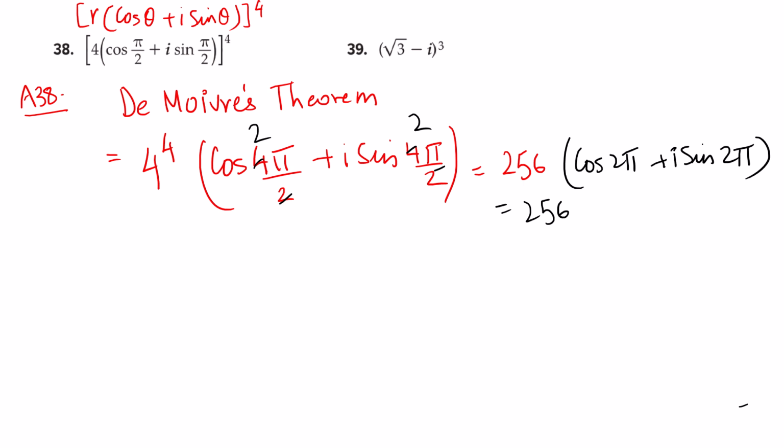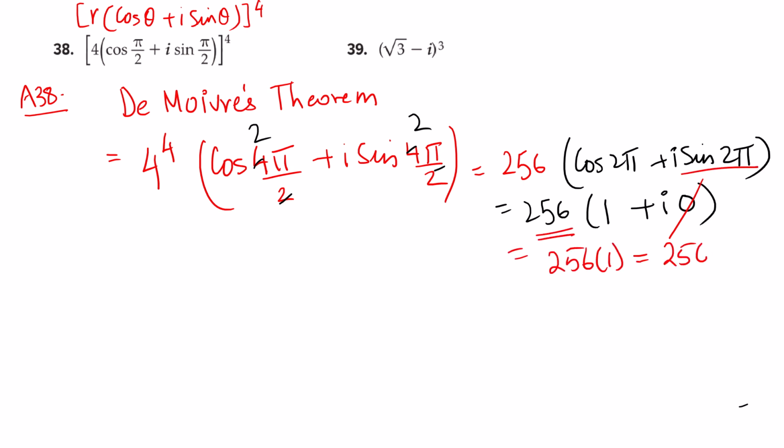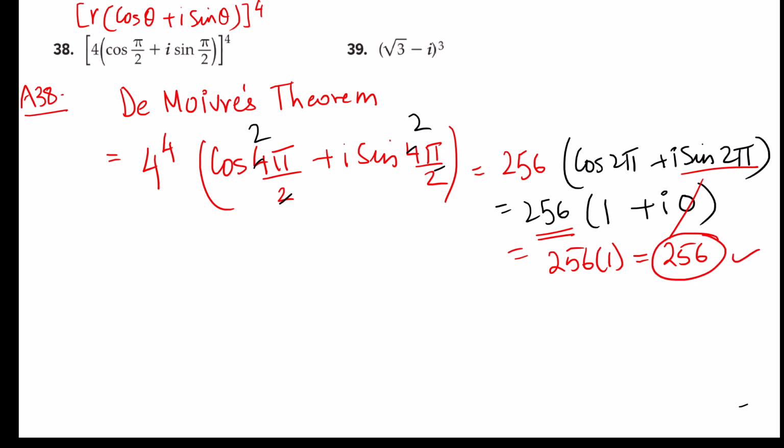Now you can put your calculator in radians, calculate this value. Cos 2 pi would come out to be 1 and sine 2 pi is 0. So because this is 0, this term is gone. Only we have the real part, so 256 multiplied by 1, so the answer is 256. Let's do 39 also.